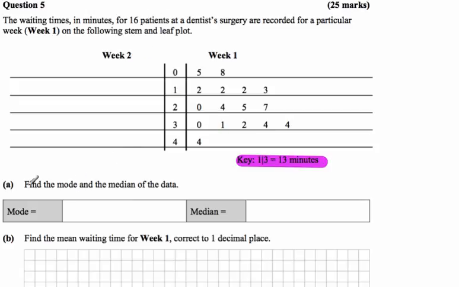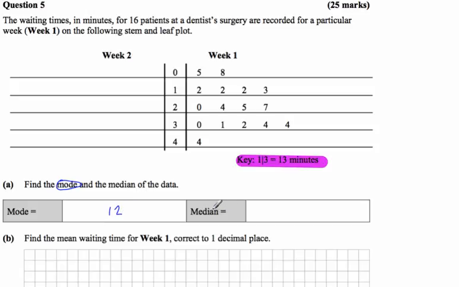Right, so part A says find the mode and the median of the data. Well, the mode is the most common value. And we can see the most common value here is the 12, which appears once, twice, 3 times. So 12 is the mode.